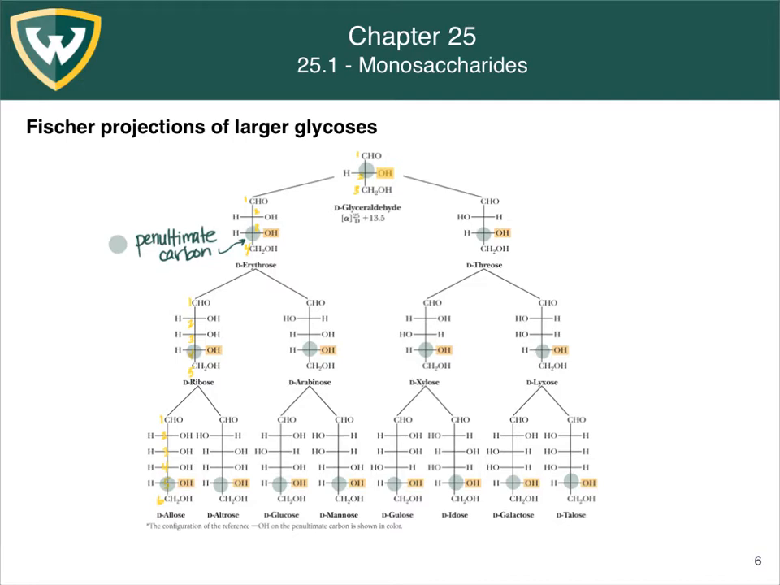This chart shows names and Fisher projections for all tetroses, pentoses, and hexoses. Each name consists of 3 parts. The letter D specifies the configuration of the penultimate carbon. Prefixes such as rib-, arabin-, and gluc- specify the configuration of all other chiral centers in the monosaccharide. The suffix -ose shows that the compound is a carbohydrate.